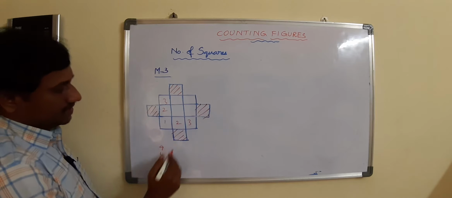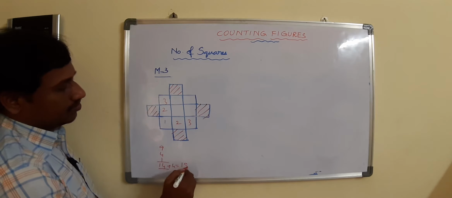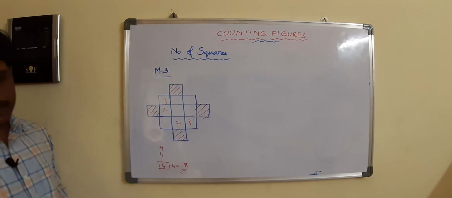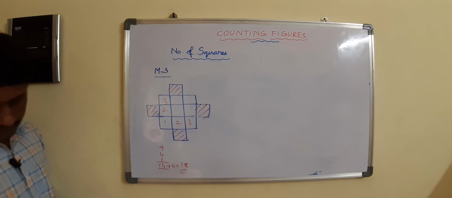Then how many corners extra? 4. Then total how many? 18 square. That much simple. Now we'll take another problem.